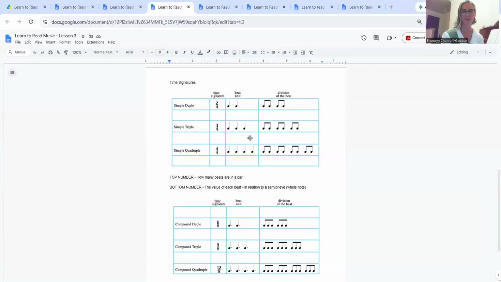And so a 3/4 means that there are 3 beats in each bar, and each beat is a quarter of a semibreve, meaning a crotchet.